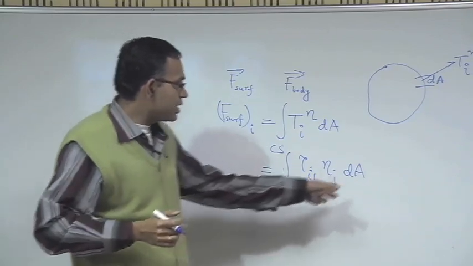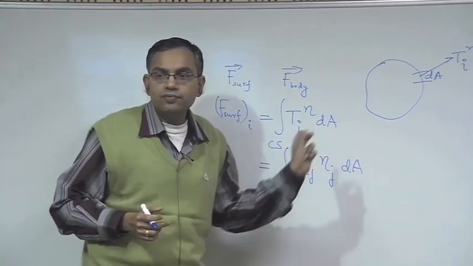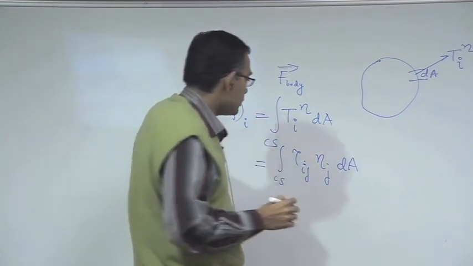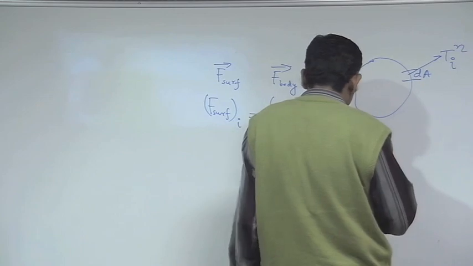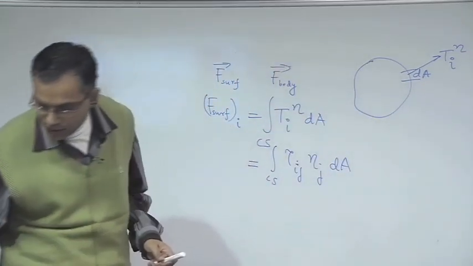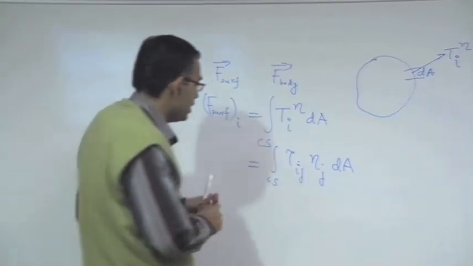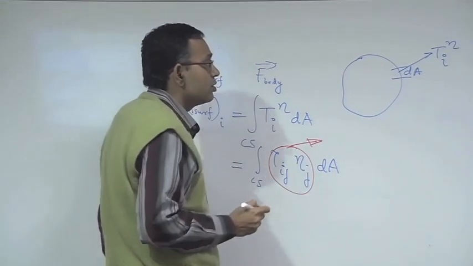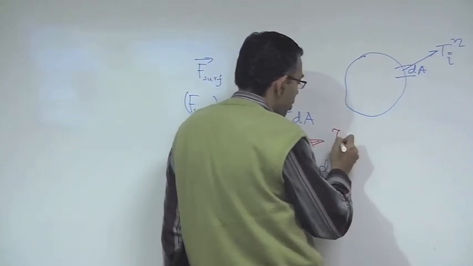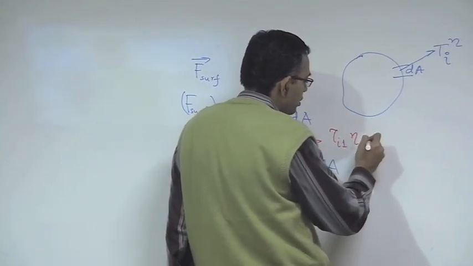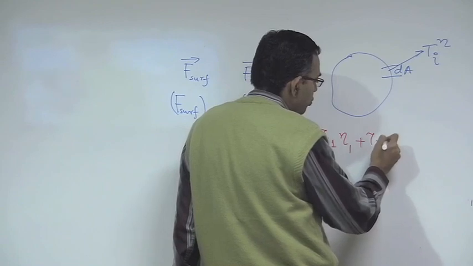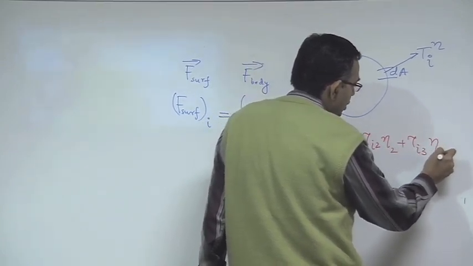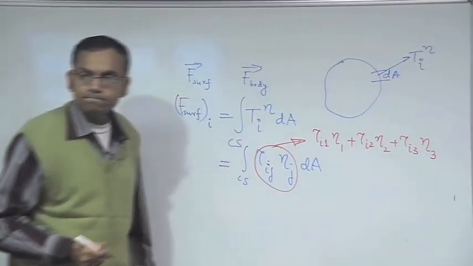So we will be expressing this in terms of a dot product. Let us maybe use a different color to highlight this. So what this is, is tau i1 eta 1 plus tau i2 eta 2 plus tau i3 eta 3, right.